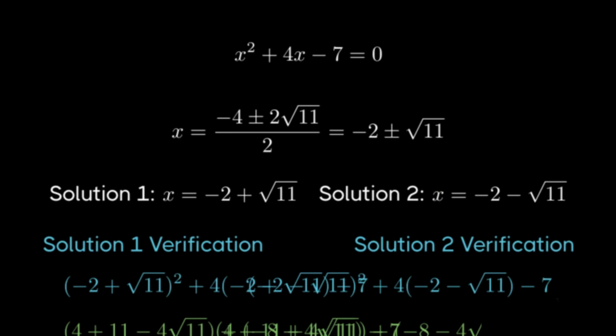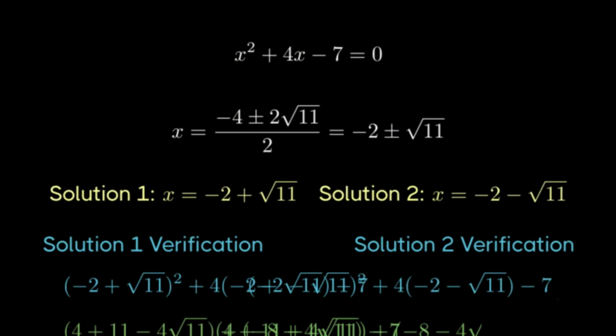Again, we group the numerical terms and the terms with square root of 11. Just like before, the terms with square root of 11 have opposite signs: +4 times square root of 11 and -4 times square root of 11. These cancel out perfectly. Adding the remaining numerical terms, we again get 15 minus 8 minus 7, which equals 0. This confirms our second solution is also correct. Both values of x satisfy our original equation. We've now verified both solutions.